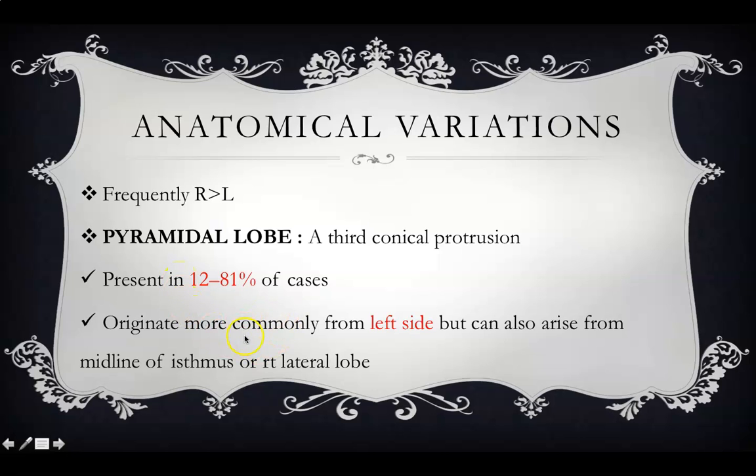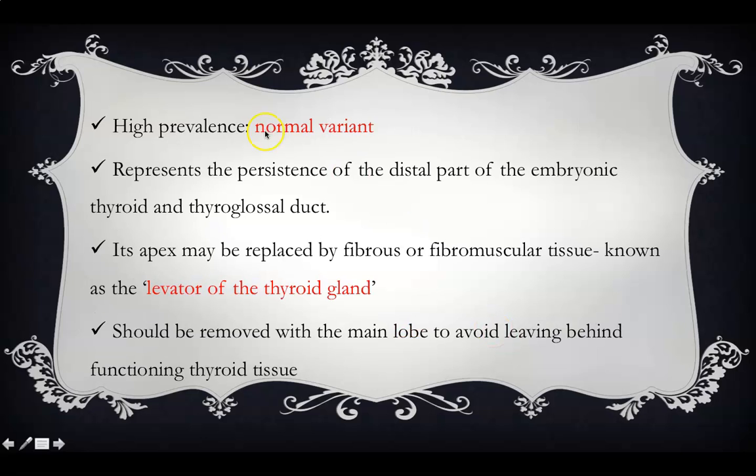It originates more commonly from the left side, but can also arise from the midline of the isthmus or the right lateral lobe. Like I told you, it is so prevalent that it is considered a normal variant. It represents the persistence of the distal part of the embryonic thyroid and thyroglossal duct. This is an important line, you should know that. And its apex may be replaced by fibrous or fibromuscular tissue called the levator of the thyroid gland.